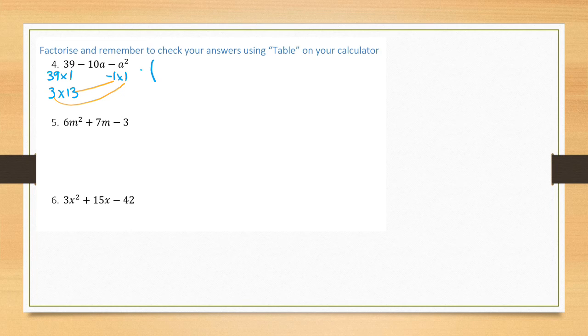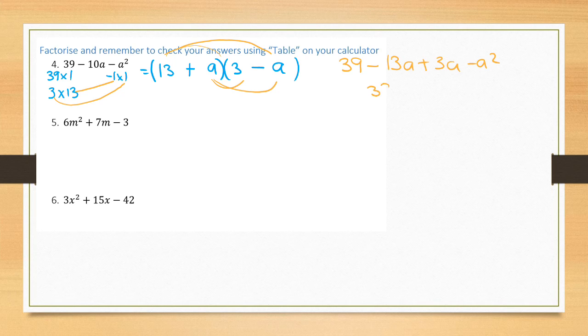Now in the brackets we write our 13 and our 3. That gives us a 39, and then the second part of the bracket is going to be A and A. Now I want it to be a -13A and a plus 3A. If I test it, 13 times 3 gives me 39. 13 times -A gives me -13A, a plus 3A, and a -A squared, and that simplifies down to 39 minus 10A minus A squared, which is the correct answer.